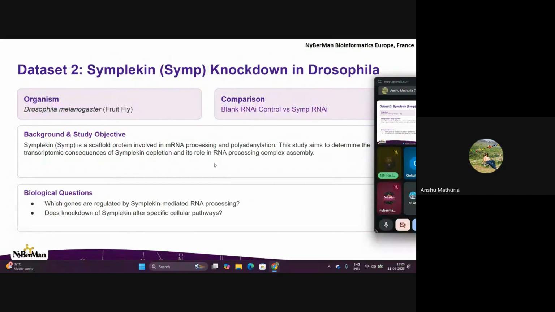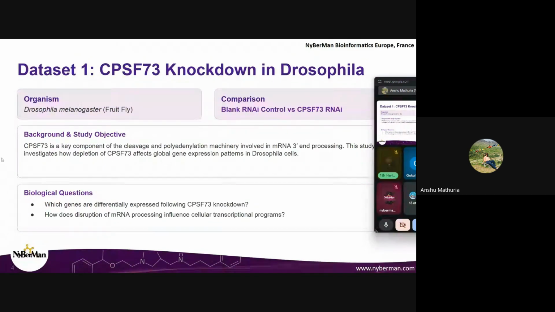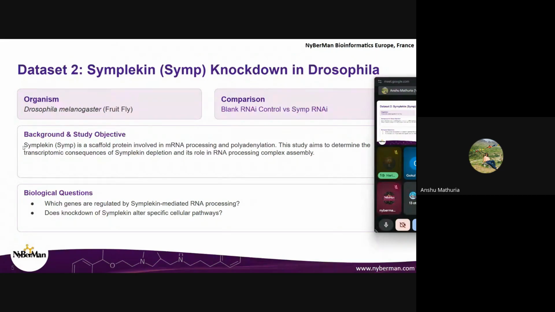In the previous data set, when I mentioned CPSF73, it was directly involved in the mRNA processing. But here it is not directly involved; rather it is providing a structural component for this mRNA processing and polyadenylation. Therefore, you are depleting this symplekin and trying to understand if there are any complications or any expression level differences happening in the RNA.